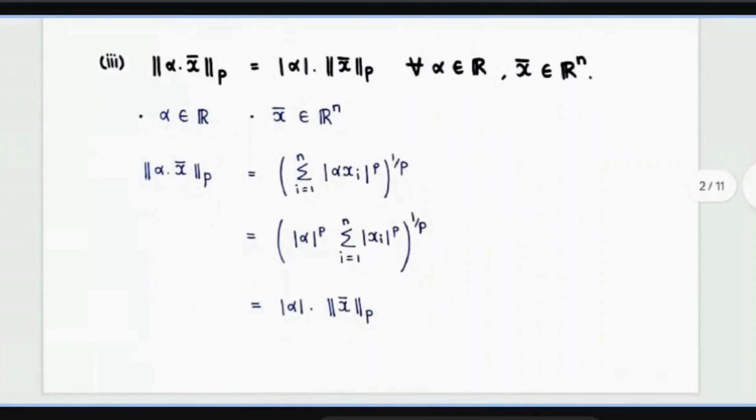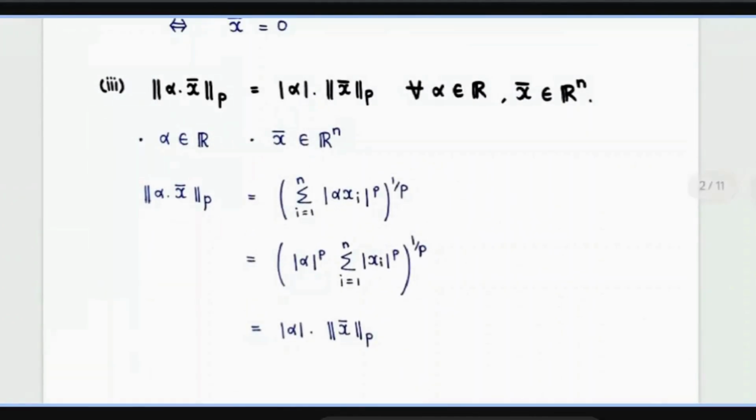Let's move to the next property, which says for any alpha in R and x bar vector in Rn, we have norm of alpha times x bar is equal to modulus of alpha. Here alpha comes from R. So it's modulus of alpha times norm of x bar.